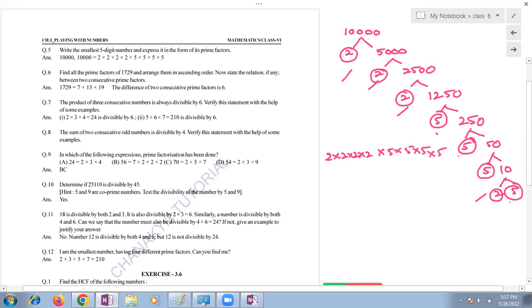If we multiply, we'll get 10,000. Like that you can recheck. You can also write this in exponential form: 2 to the power 4 and 5 to the power 4. This is the exponential form, power notation, because a number is repeatedly multiplied.